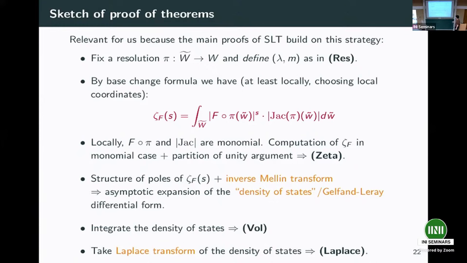Some of the key line here has disappeared. But once you have this asymptotic expansion of the density of states, it's important to have an asymptotic expansion rather than just an equivalent, because you want to do some manipulations that you can't do if you just have an equivalent. If you integrate it, you get an asymptotic expansion, and in particular the dominant term gives you this equivalent for the volumes of the sublevel sets. And then, if you take the Laplace transform of the density of states, which is hidden here, you get the Laplace integral.